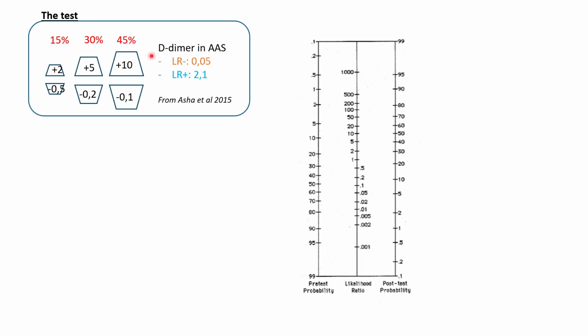The D-dimer in acute aortic dissection has a negative likelihood ratio of 0.05, which is really good, and a positive likelihood ratio of +2, right? So if it's positive, it almost doesn't change the direction of the needle, but if it's negative, it does reduce the risk highly.